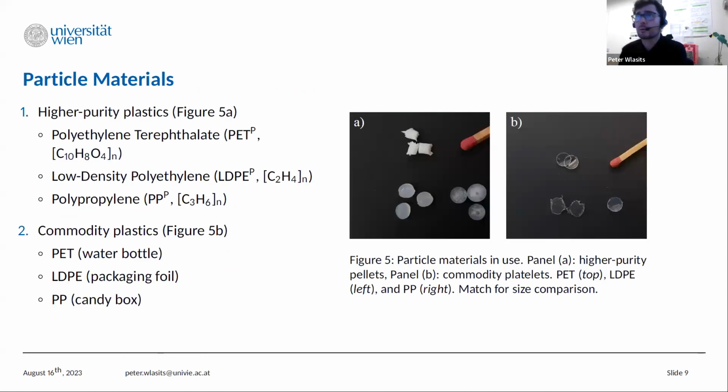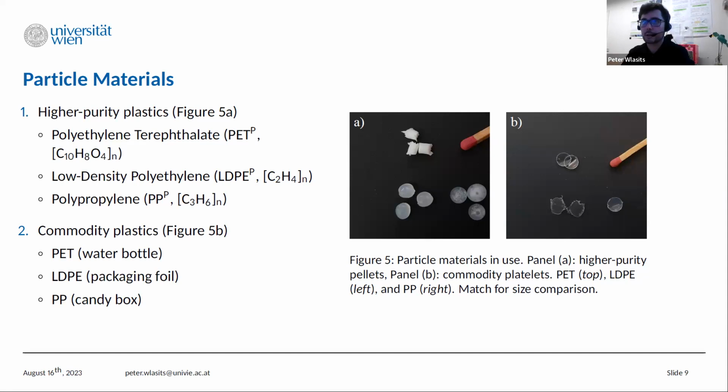Now, I want to speak about particle materials. As I already said, we used two groups of thermoplastics. Thermoplastics are plastics that, in first approximation, just soften if exposed to heat. All of these materials are thermoplastics, and we had higher purity plastics and commodity plastics. Higher purity in this context means nothing else than plastics of known composition.